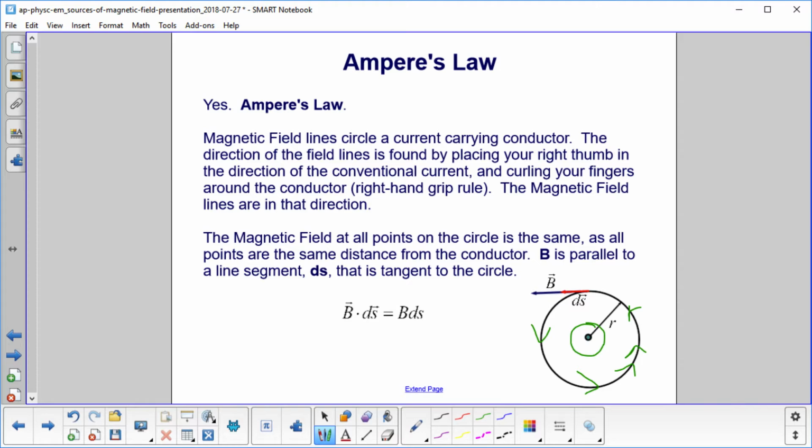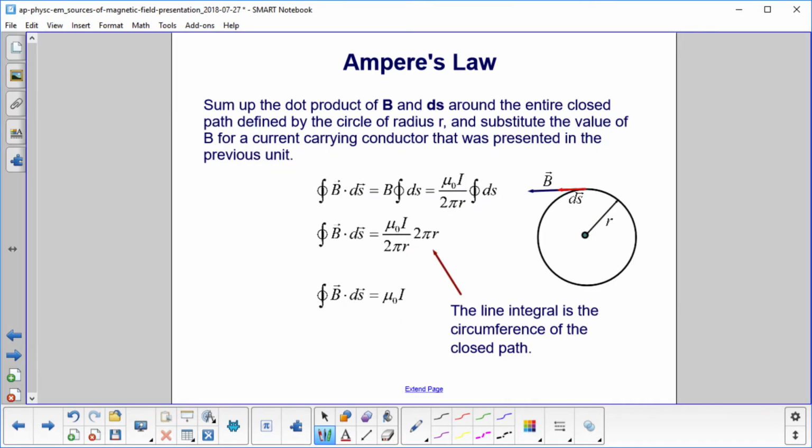B, the magnetic field, is always going to be parallel to a line segment, ds, that is tangent to the circle. So here's ds and here's B. You go anywhere on that circle, you can draw the same thing. So B dot ds will always be B ds, the magnitude of B times ds. The next step is to sum up the dot product of B and ds around the entire closed path defined by the circle of radius r. And remember how we said that B dot ds is just going to be B ds.